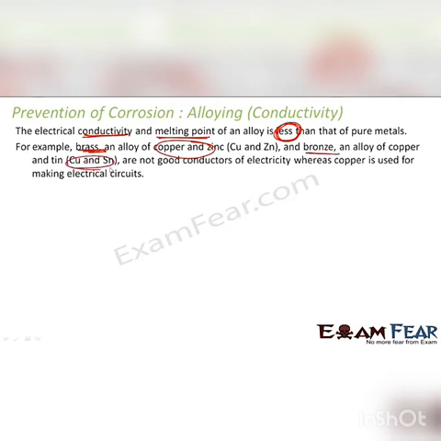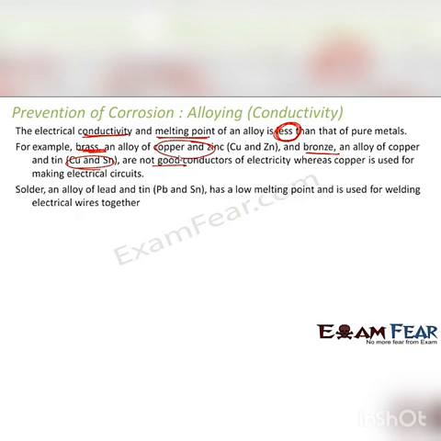Bronze is the alloy of copper and tin. They are not so good conductors, but copper is a good conductor. So if in copper you add a small amount of zinc, it becomes brass. If you add a small amount of tin, it becomes bronze. They are not very good conductors of electricity as compared to copper.